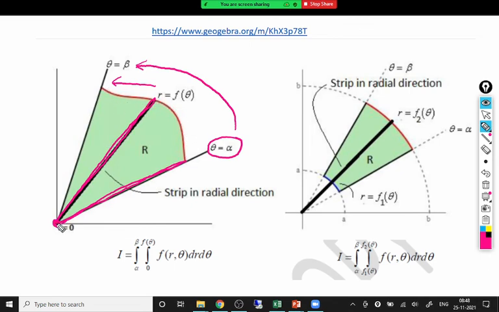So this upper end is varying on this curve. Lower end touches r equal to 0. This is the lower limit. Upper end touches this curve r equal to f of theta. So upper limit is f of theta.